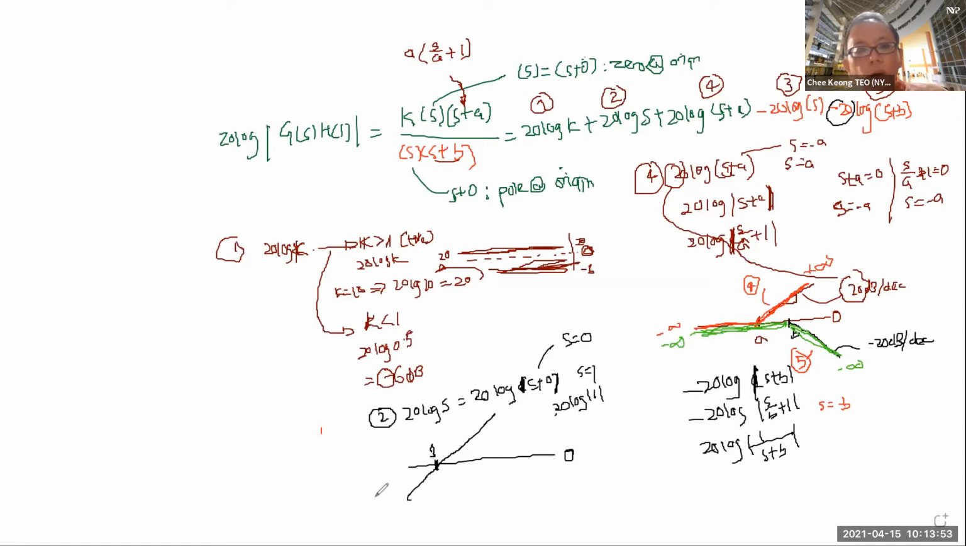So this is the form 2 that we are talking about. This is form 2. So form 2 will look something like that, right? Look something like that. Form 2.